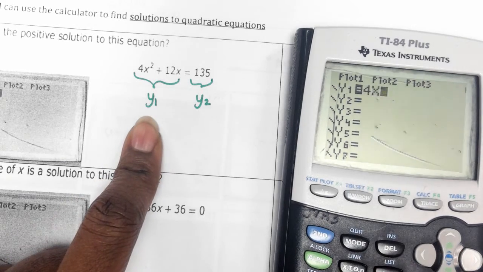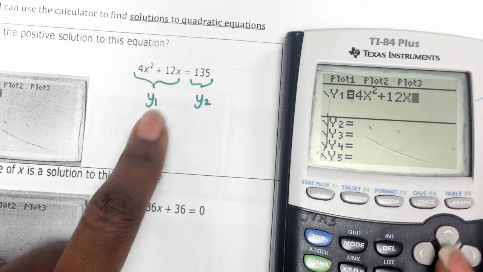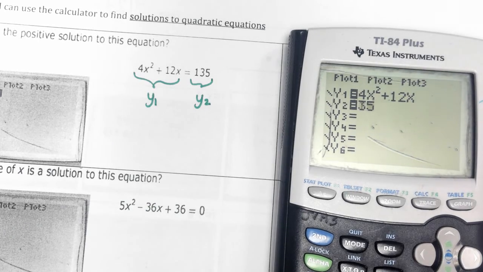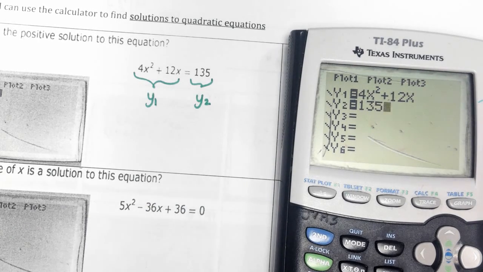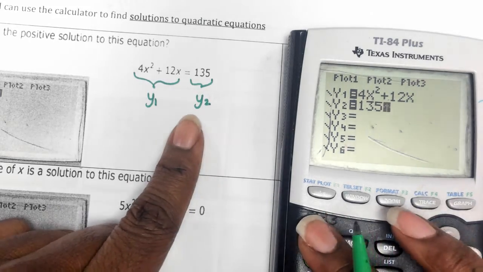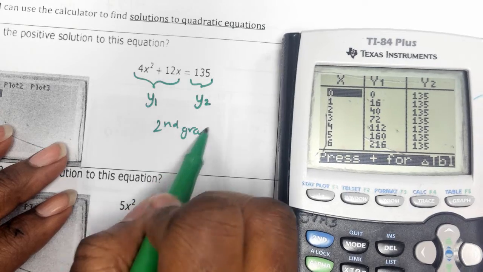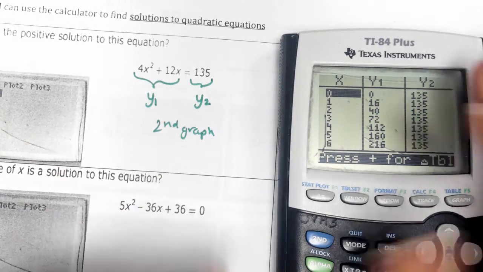So we got 4x squared plus 12x. I keep putting 35 as 135. And we're still going to press second graph, so we can see the table.